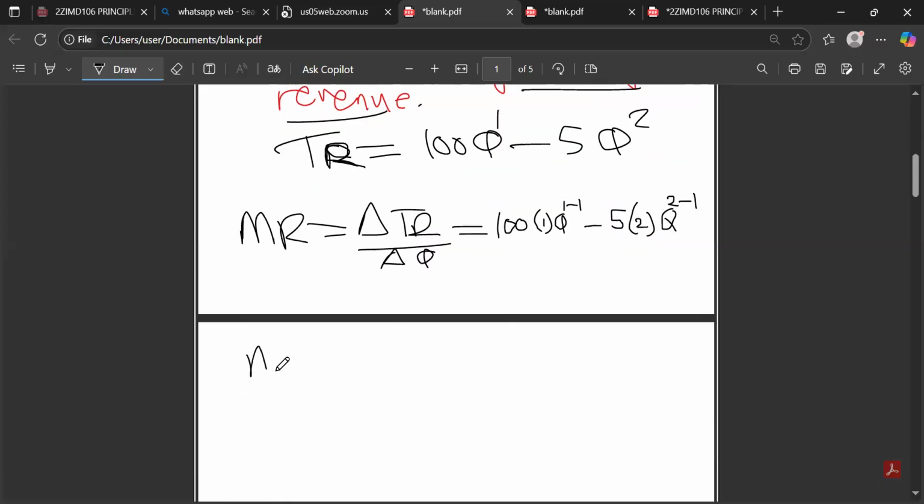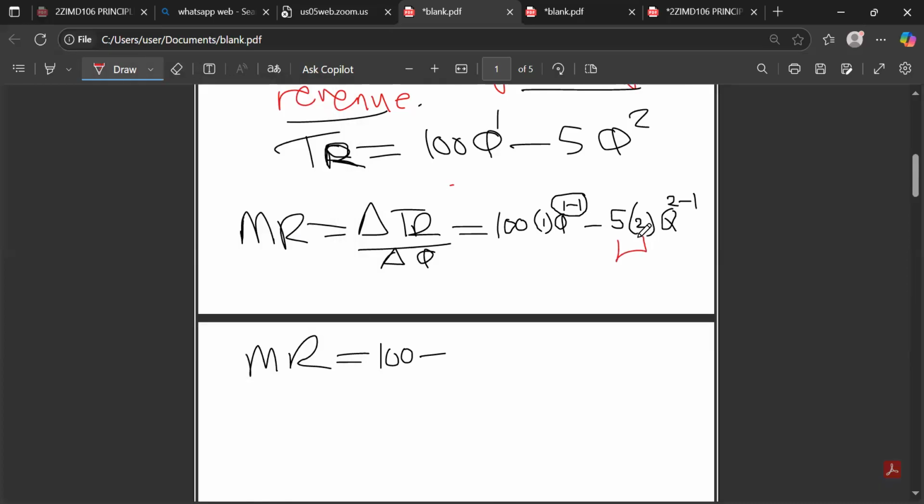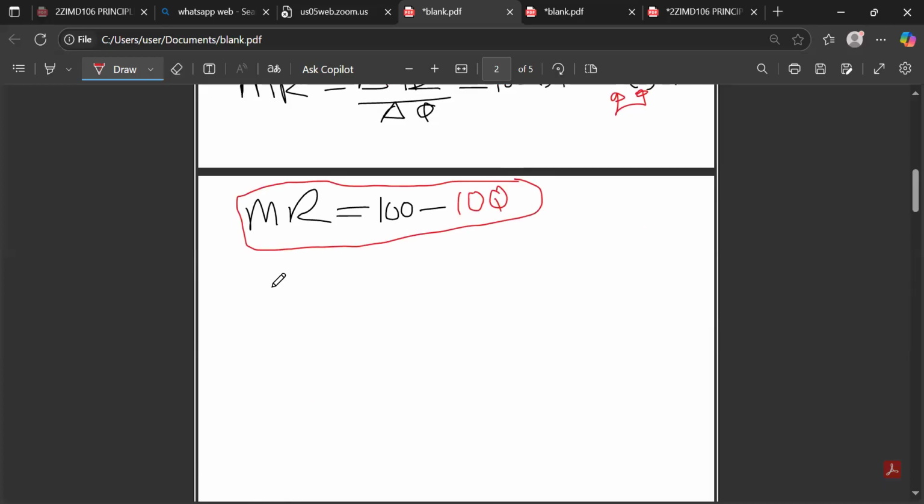So our marginal revenue is going to give us 1 minus 1, Q to the power 0 is 1, times 1, 1. Then 100 minus the other one will give us 5 times 2, which is 10, and then this one will remain Q. So it will be 10Q. So this is what we have. Marginal revenue is equal to 100 minus 10Q.